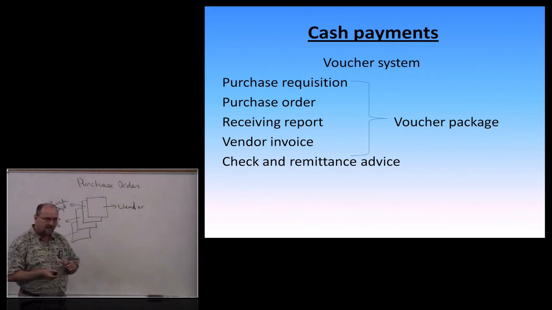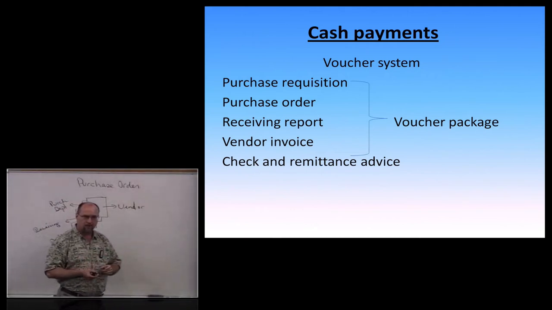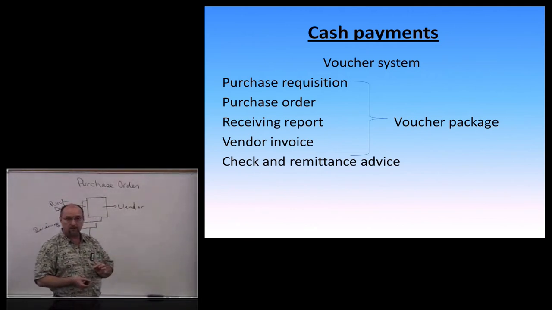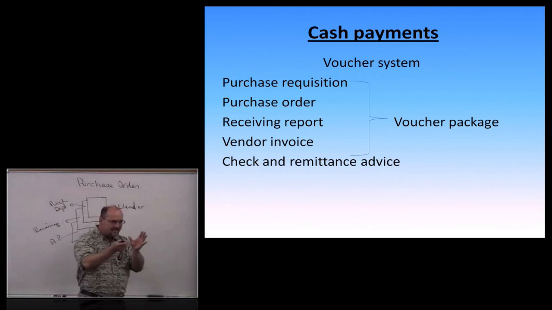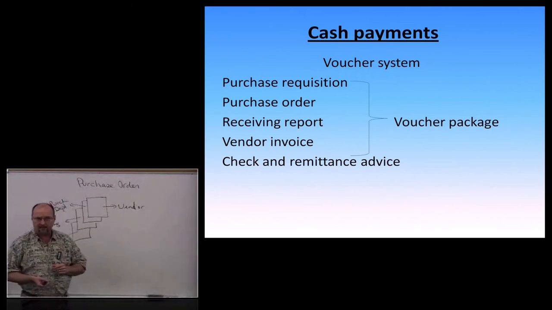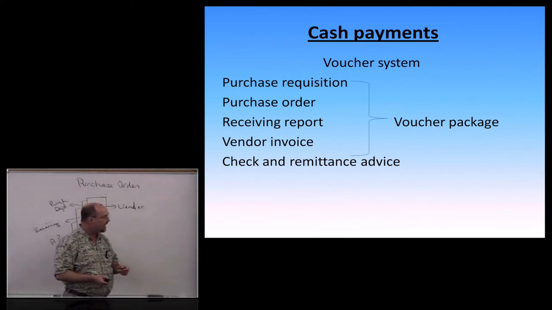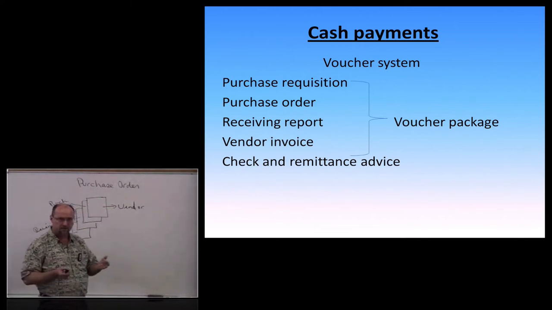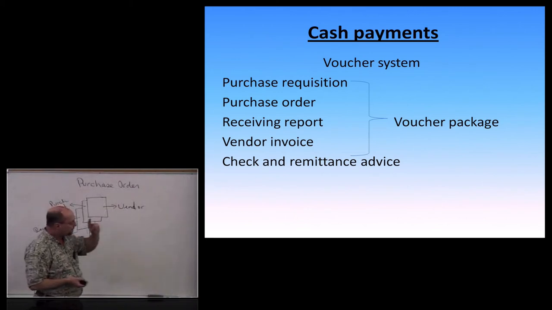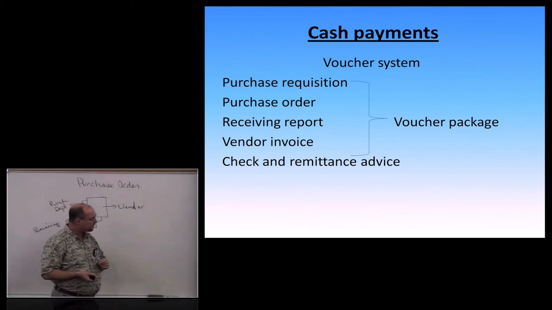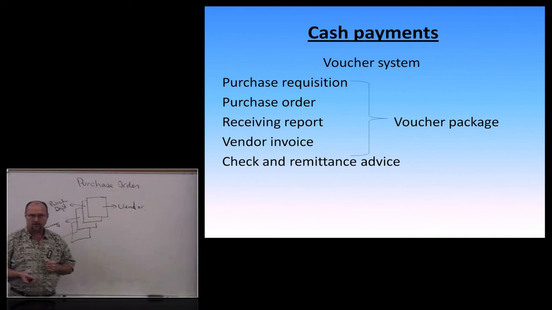Big companies centralize the purchasing function. That's a very important internal control. You don't want to give many different people the authority to purchase goods on a company's behalf. That's a recipe for trouble. So you centralize purchasing. And who does the purchasing? A purchasing department. So we forward the purchase requisition to the purchase department.